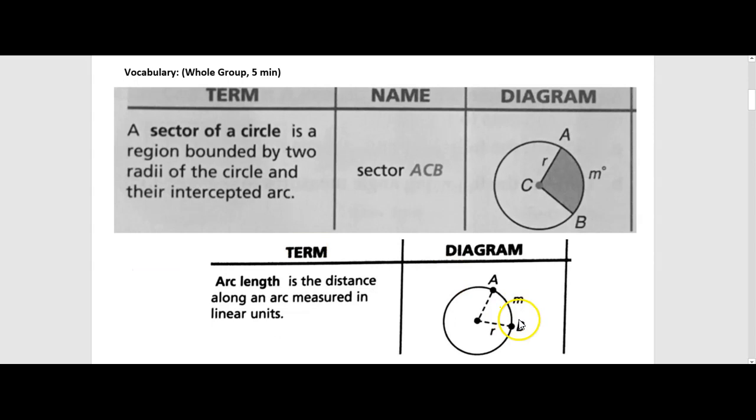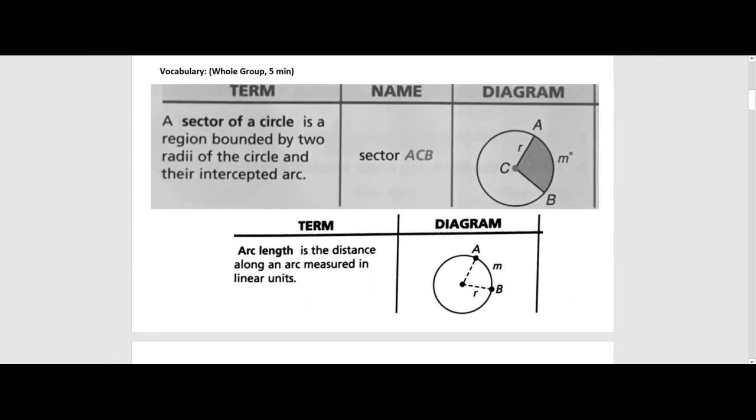We're going to jump right into some terminology, some vocab. So we need to talk about what a sector is and then what an arc length is. A sector of a circle is a region bound by two radii of the circle and their intercepted arc.